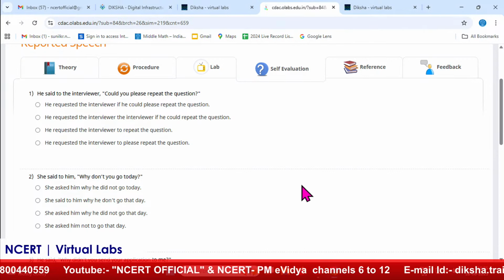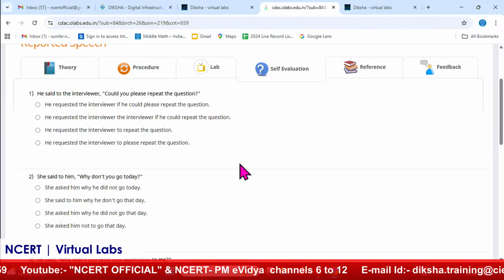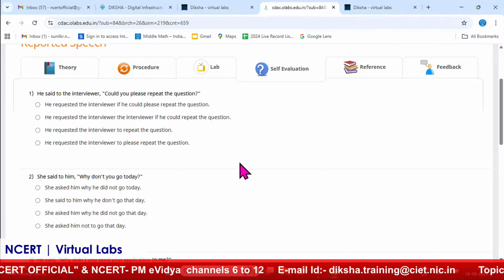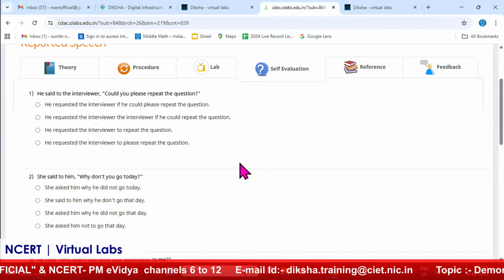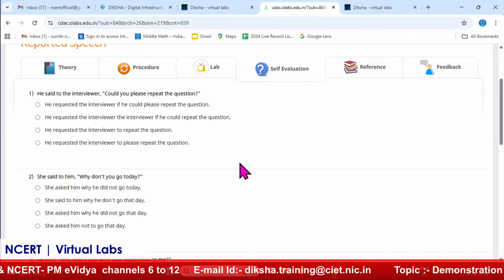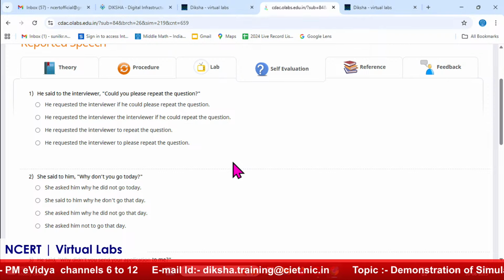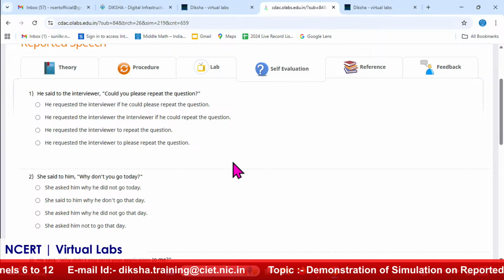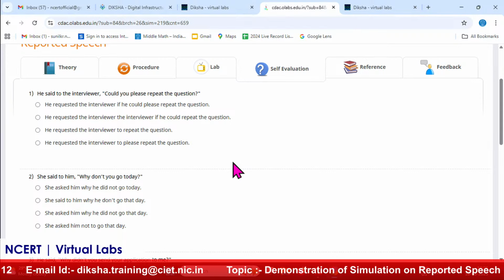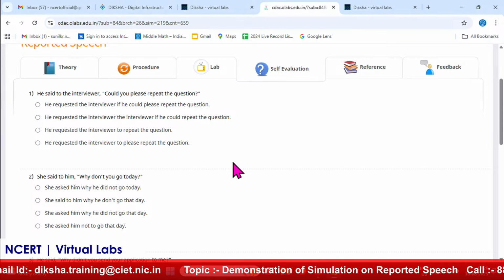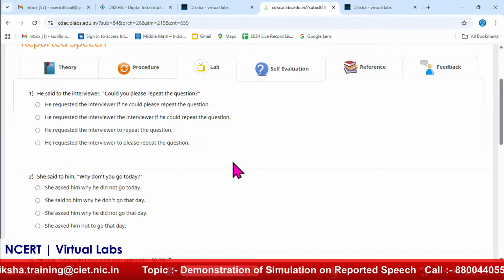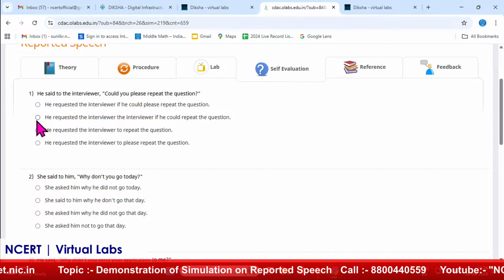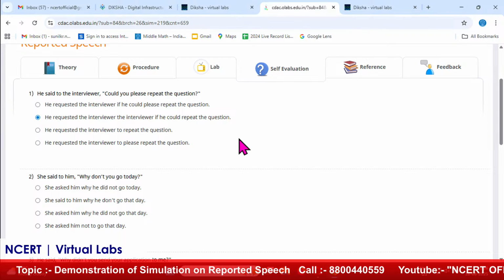He said to the interviewer, "Could you please repeat the question?" A: He requested the interviewer if he could repeat the question. B: He requested the interviewer to repeat the question. C: He requested the interviewer to please repeat the question. Is it A option, first option? No, please will not come, because request already covers you are requesting, please. So actually, as you can see, it's B, which should be the correct answer.